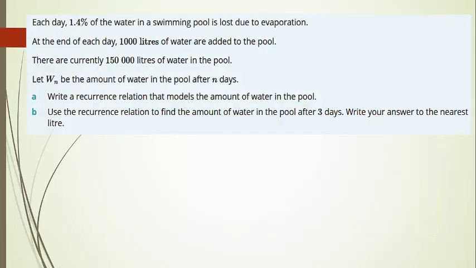See if you can put that into practice. Each day 1.4% of the water in a swimming pool is lost due to evaporation, and 1,000 litres are added, starting with 150,000 litres. So we're going to run the sequence W, n. Now the recurrence relation that models the amount of water in the pool: W0 equals 150,000, Wn plus 1 equals R times Wn plus 1,000.